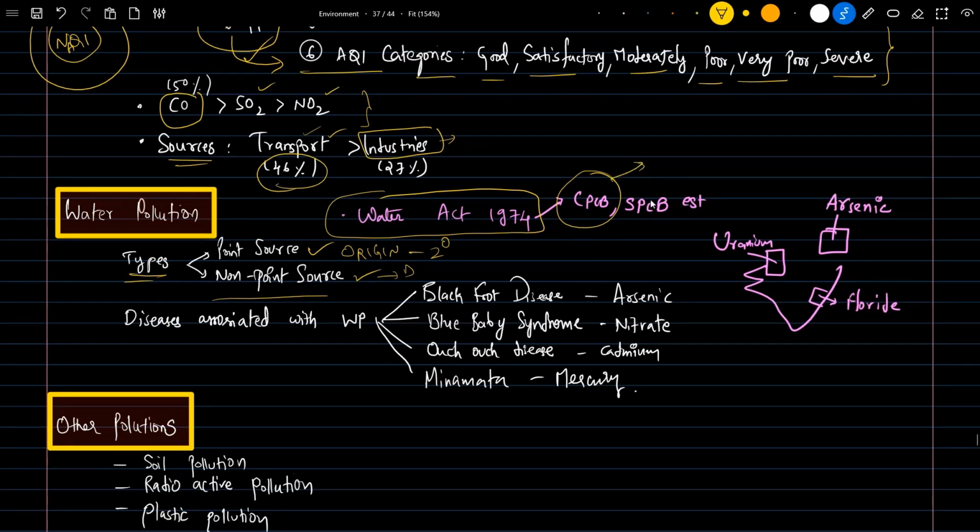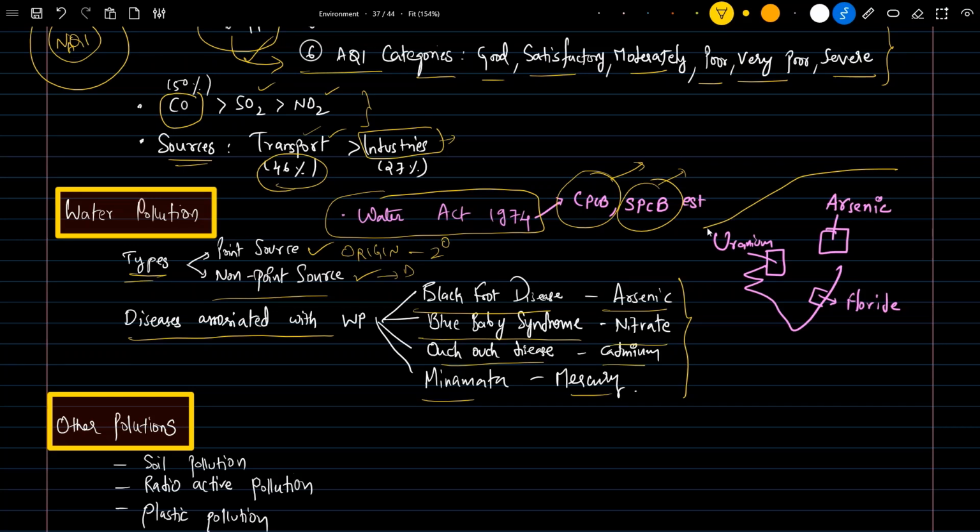CPCB was at the national level and SPCB, the State Pollution Control Board, was at the state level. So diseases associated with water pollution are some of the things which we need to remember. First is blackfoot disease, which is because of arsenic pollution. Next is blue baby syndrome, which is because of nitrate pollution. Next is ouch-ouch disease because of cadmium, and Minamata because of mercury.